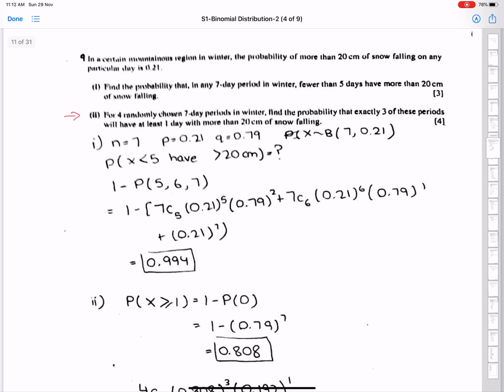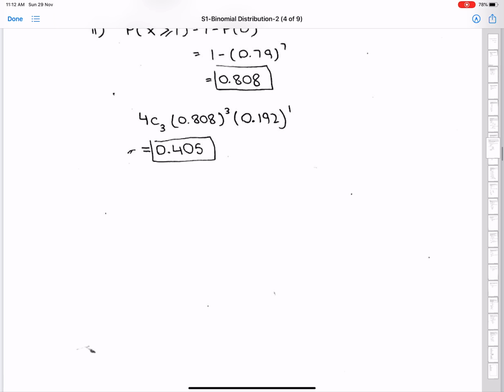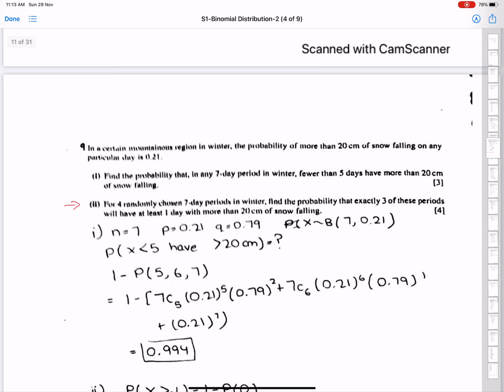Now the requirement is, for 4 randomly chosen periods, exactly 3 from 4 periods. This is the second model. Now, this thing is very important: will have at least one day with more than 20 centimeters snowfall.